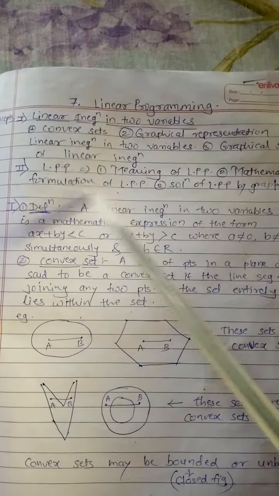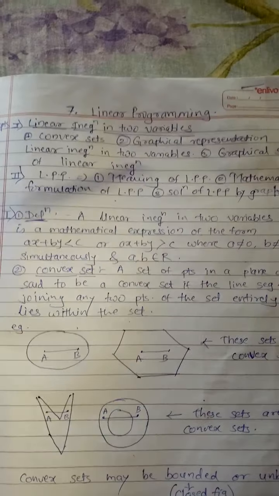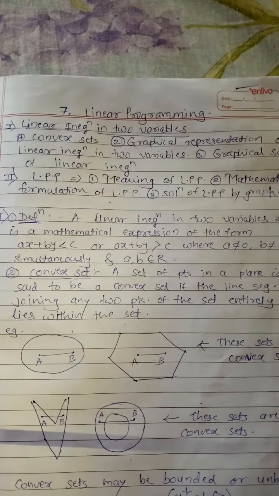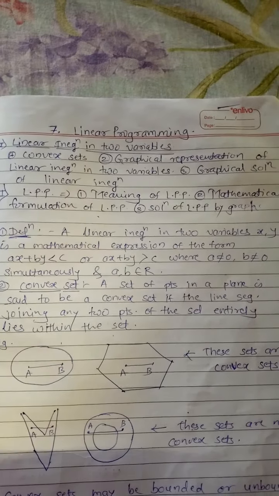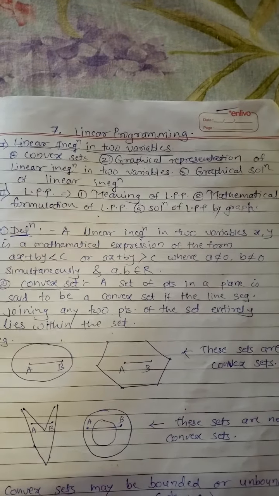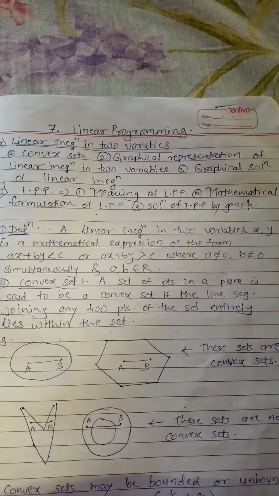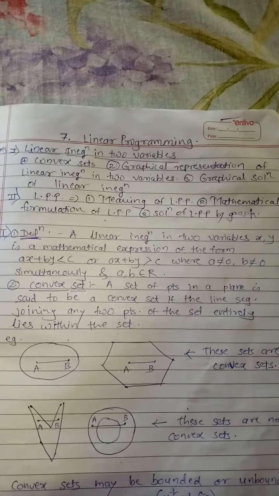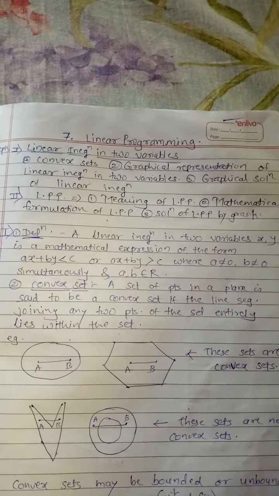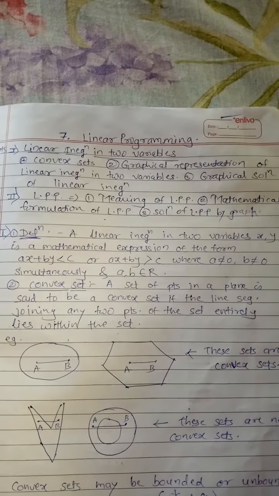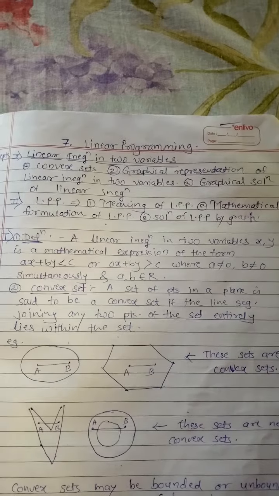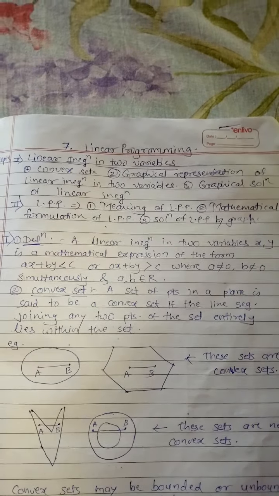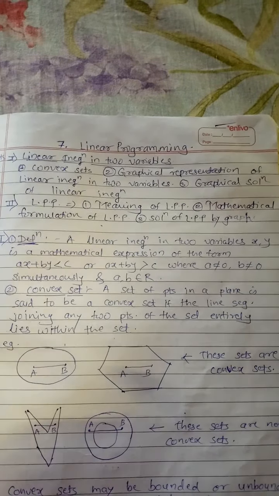In this chapter we are going to learn two main concepts. The first one is linear inequations in two variables, in which we are going to learn about convex sets, then graphical representation of linear inequations in two variables and their solution. And in the next concept we are going to learn about the linear programming problem and the mathematical formulation of linear programming problems and their solution by graph.